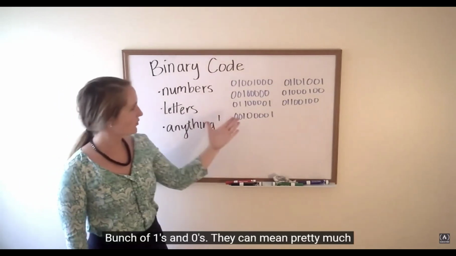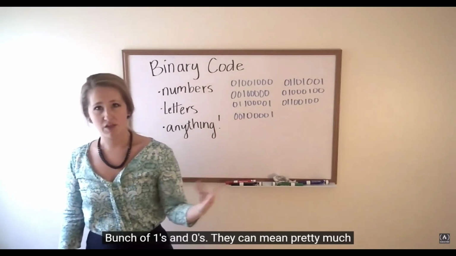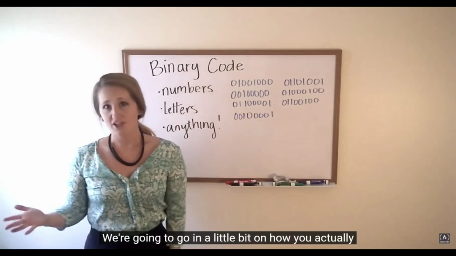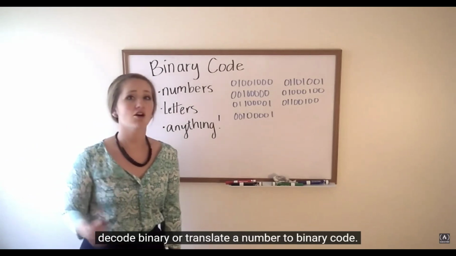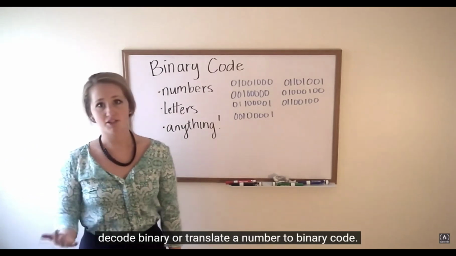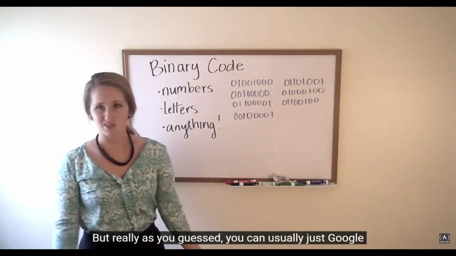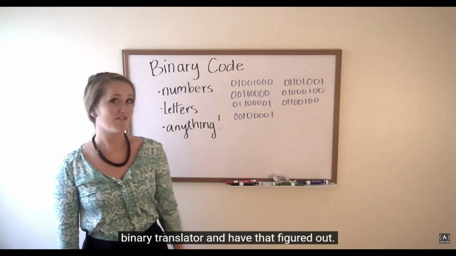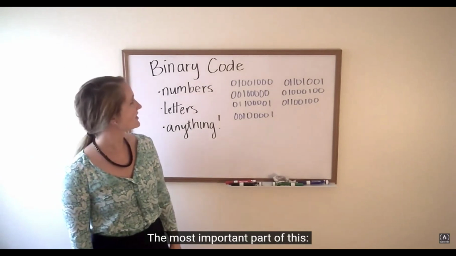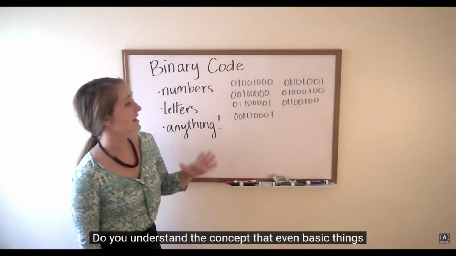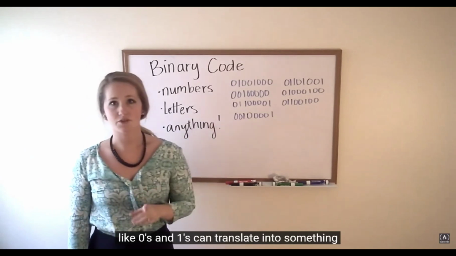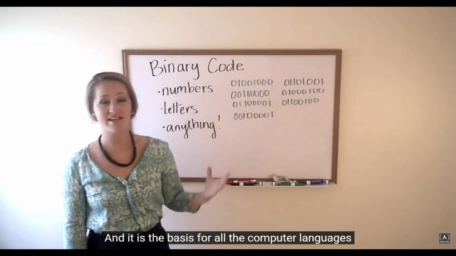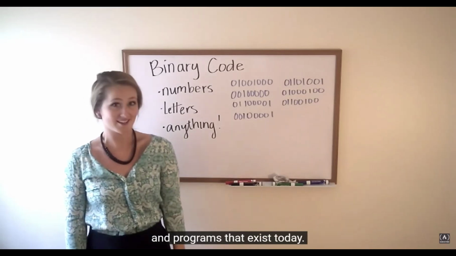So a bunch of ones and zeros, they can mean pretty much anything, but really they're mostly meant to be numbers and letters. We're going to go in a little bit on how you actually decode binary or translate a number to binary code, but really, as you guessed, you can usually just Google binary translator and have that figured out. The most important part of this is you understand the concept that even basic things like zeros and ones can translate into something really, really complex and is the basis for all of the computer languages and programs that exist today.